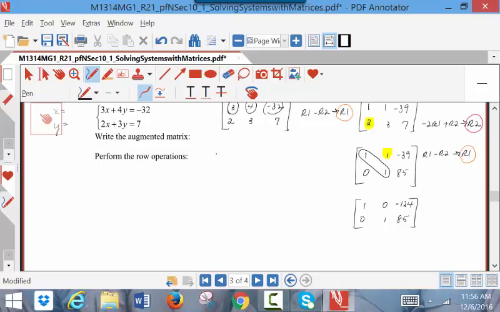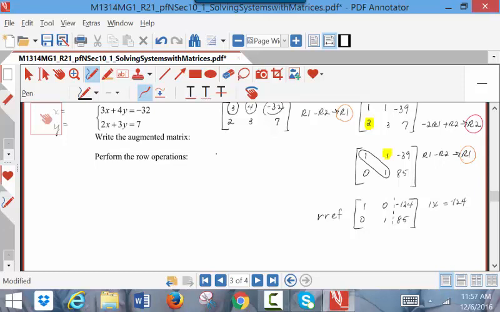Okay. So at this point, I am in reduced row echelon form because my 1s are on my diagonal and I have 0s everywhere else. The last column you don't worry about. So now what I know is if I convert this back to an equation, it will say 1x plus 0y equals negative 124. Yes. 85 positive?